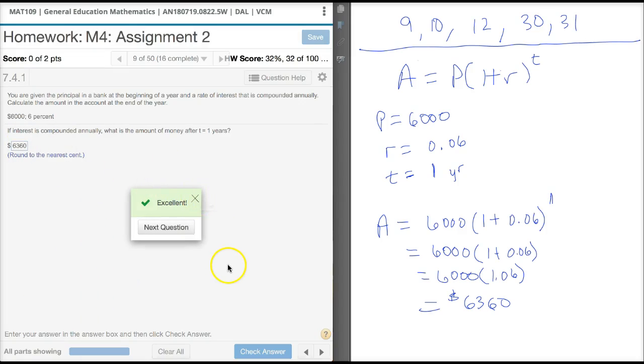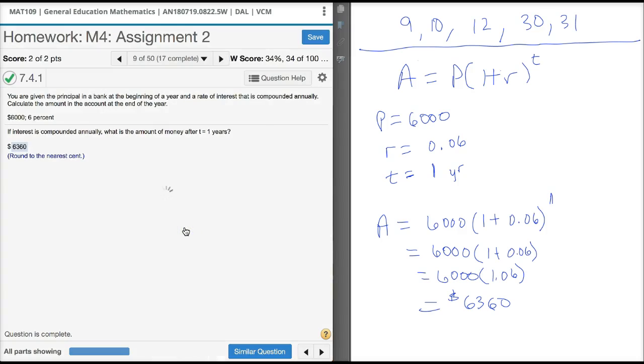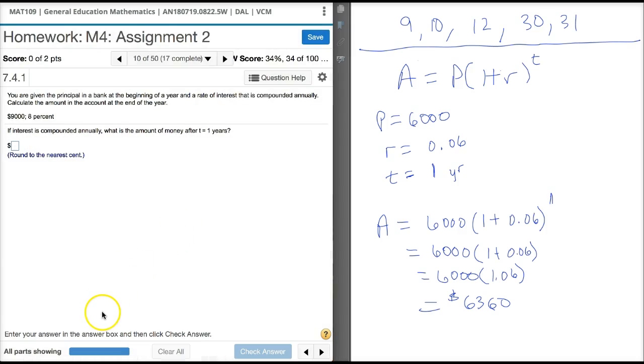All right, so we'll go ahead and move on to number 10. For this particular problem, it's pretty much the same thing. The only thing that's different now is that we're changing the numbers. We're given principal at a bank, rate of interest compounded annually. Instead of 6,000, now we have 9,000, and instead of 6%, we have 8%. I'll just change these numbers, and we will do the same thing that we did last time.